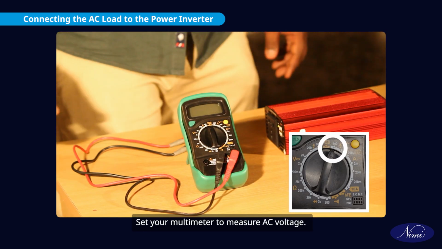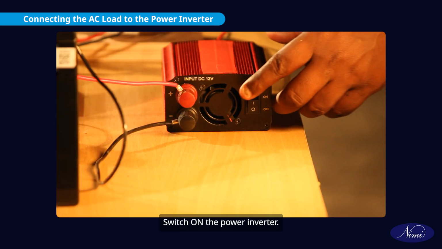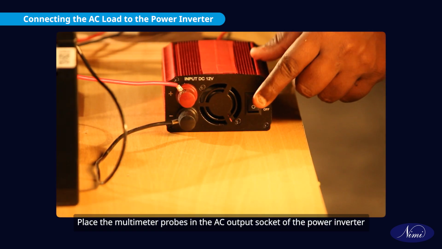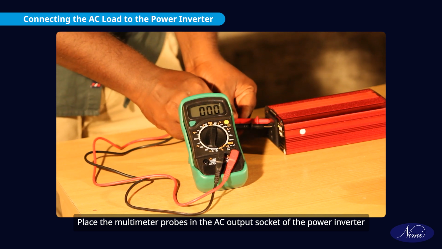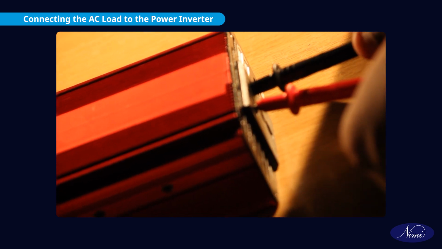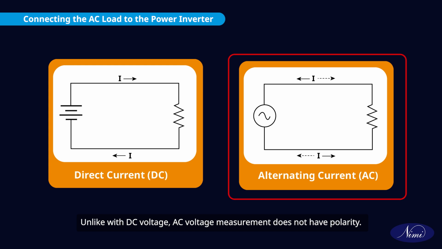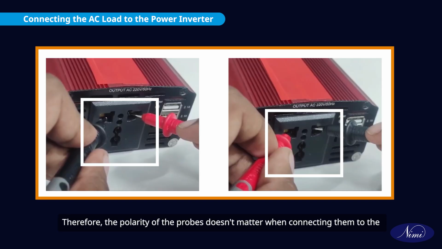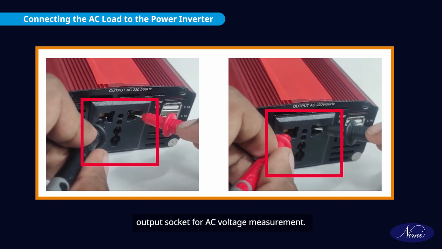Set your multimeter to measure AC voltage. Switch on the power inverter. Place the multimeter probes in the AC output socket of the power inverter. Unlike with DC voltage, AC voltage measurement does not have polarity. Therefore, the polarity of the probes does not matter when connecting them to the output socket for AC voltage measurement.